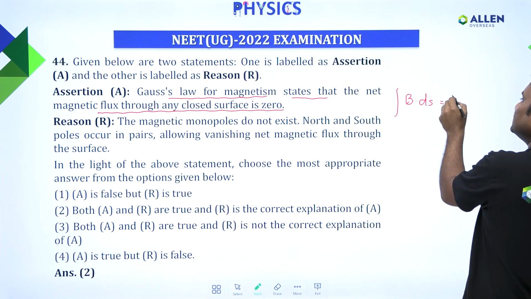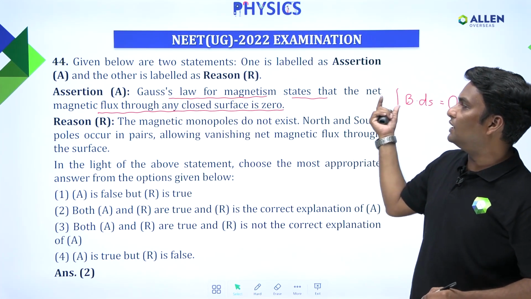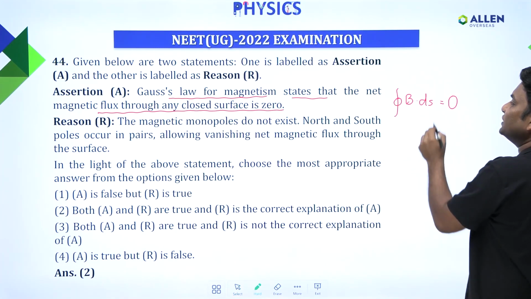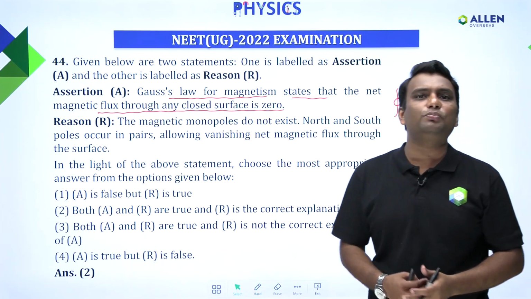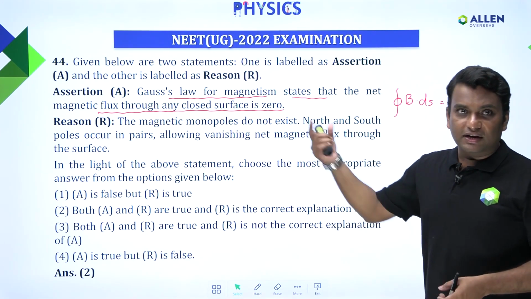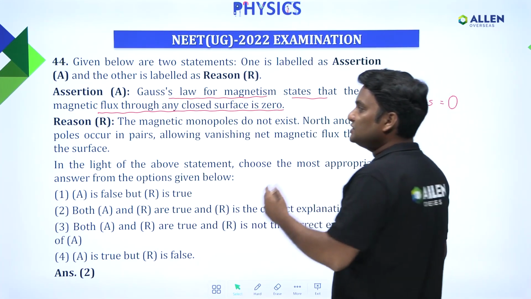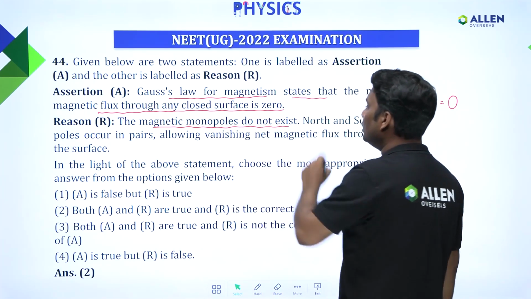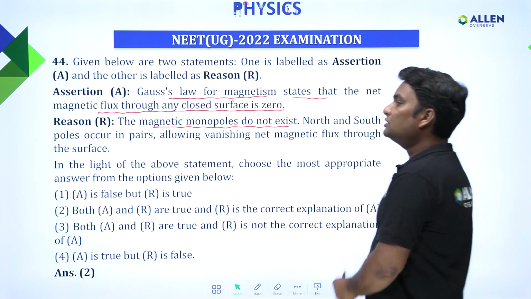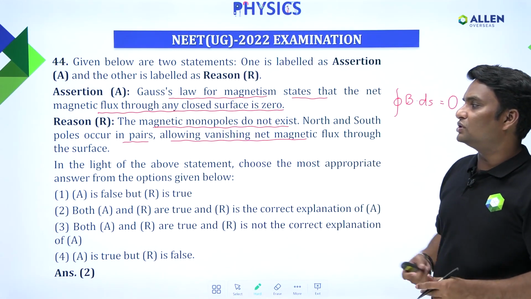integral of B dot dS is given to us. According to this statement, Gauss law for magnetism states that net magnetic flux through any closed surface is going to be equal to how much, sir? It is going to be equal to 0, right? Now, going towards the reason part, which is going to support or oppose the assertion, let's see that. It says that magnetic monopoles do not exist and north and south poles always occur in pairs, allowing vanishing net magnetic flux through the surface, right?